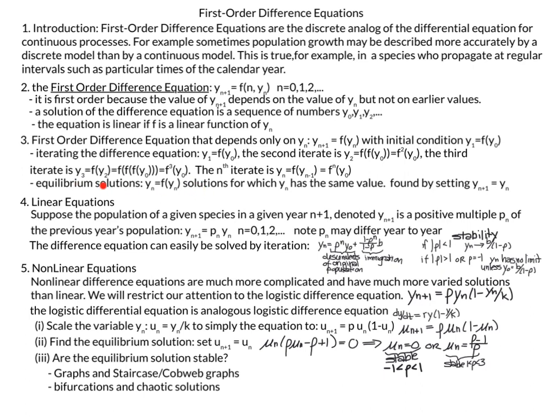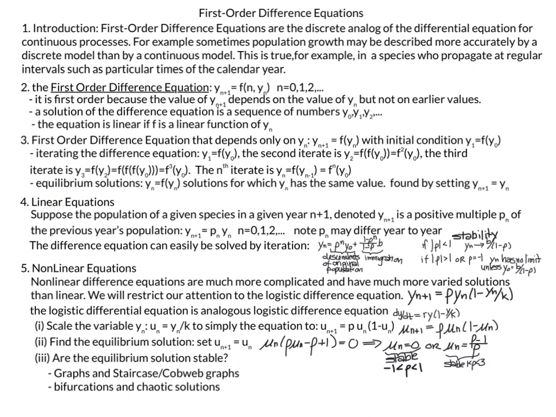We looked at equilibrium solutions, which are really important for populations because we want to know how the population will level out. And the way we found equilibrium solutions is setting y_{n+1} equals y_n. And remember, equilibrium solutions are when the population has reached an equilibrium and no longer changing. So in other words, each consecutive year is just equal to the past year.